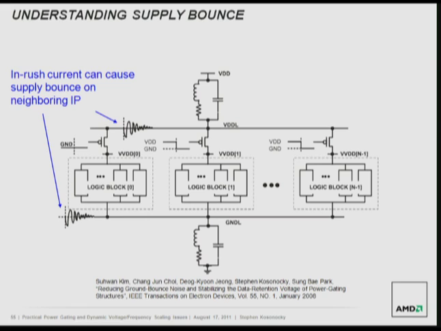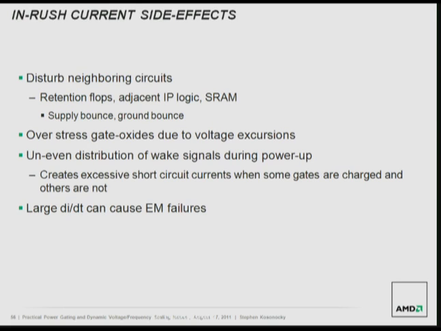This is just a simple model of looking at some of the inrush currents. You can think of it, you have these inductances in the supply and the ground. Then you have these different power gate regions that could be turning on and off and generating noise on the supplies. As I mentioned before, you can disturb retention flops, IP, SRAM.